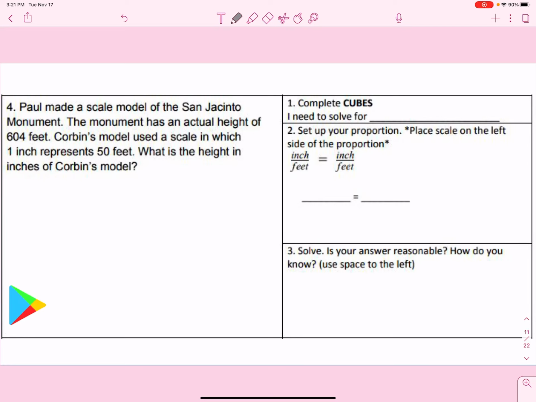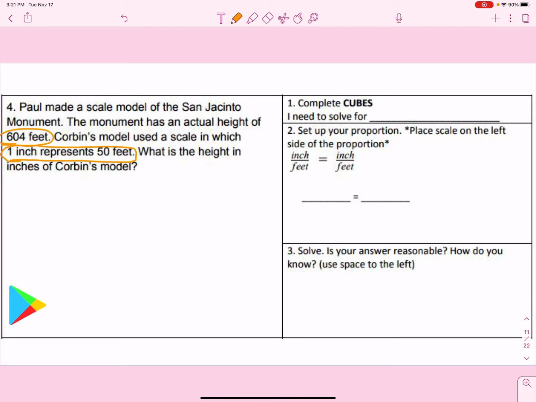Paul made a scale model of the San Jacinto Monument. The monument has an actual height of 604 feet. I'm going to use some colors here. Corbin's model uses a scale in which 1 inch represents 50 feet. What is the height in inches of Corbin's model?